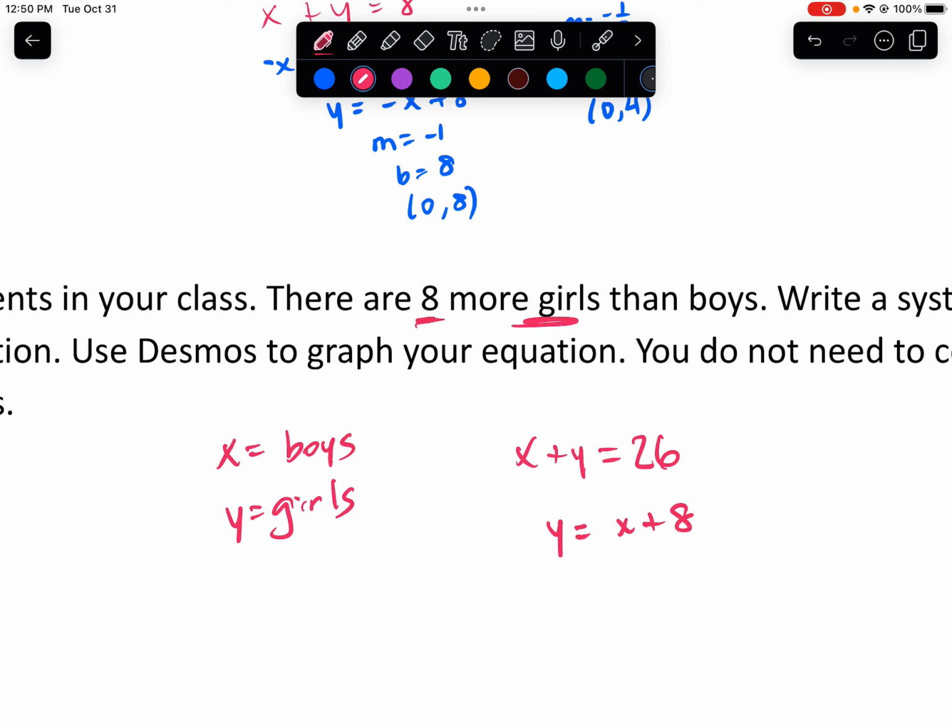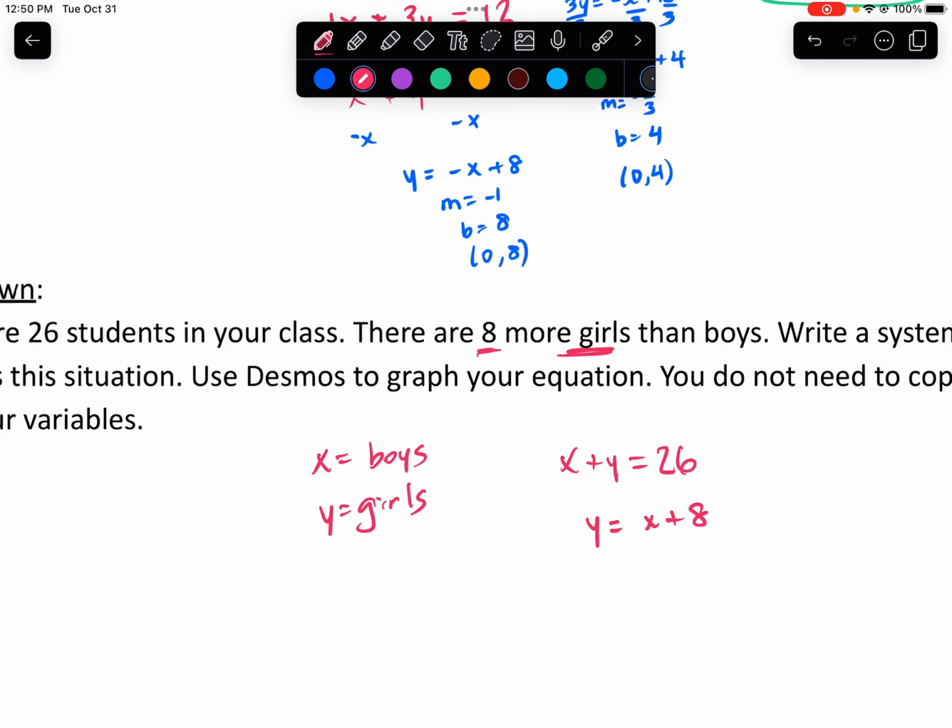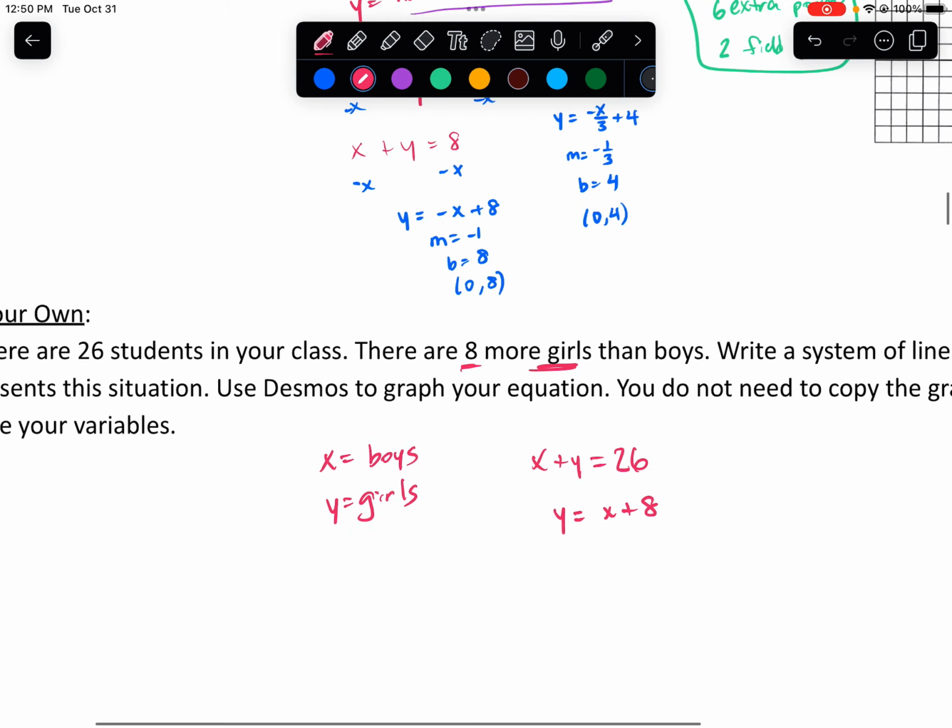Even though it looks like you're going to do 8 plus y is equal to x, that's really not the way it is, because you're adding 8 to the number of boys to get the number of girls. So that's why in your head, it may help you if you get some problem like this to do the opposite of what is told.